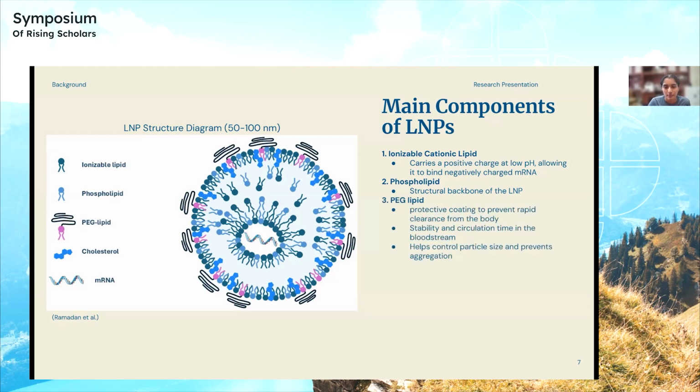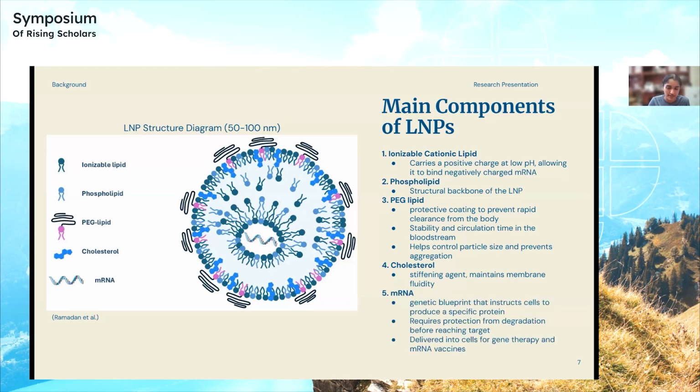The PEG lipid is a protective coating, and it also prevents rapid clearance from the body. It's very stable and increases the circulation time in the bloodstream, and it also controls the particle size and prevents the LNPs from aggregating together while they're in the bloodstream. Cholesterol is mainly used to maintain membrane fluidity and is also used as a stiffening agent. And lastly, the mRNA is the cargo.